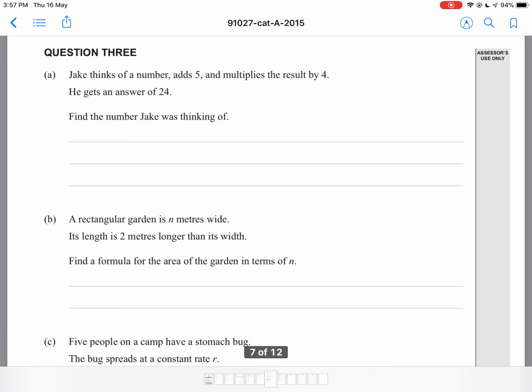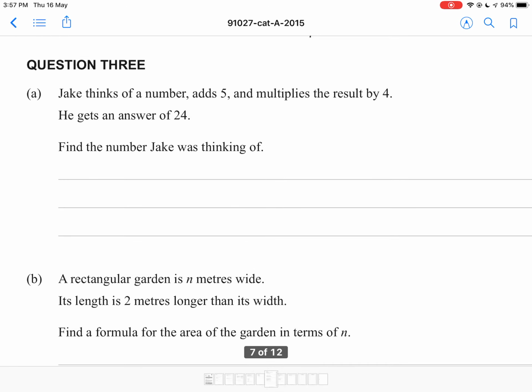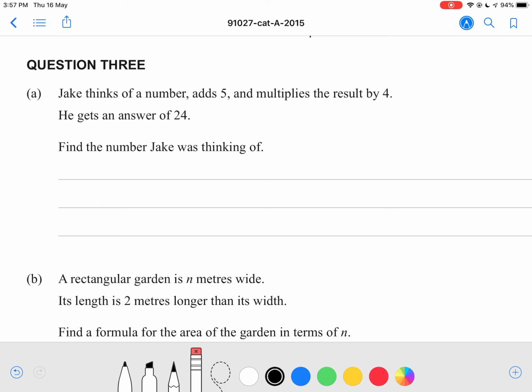We'll just get straight into it. Jake thinks of a number, adds 5, and multiplies the result by 4. He gets an answer of 24. Find the number Jake was thinking of. Okay, so we approach this question. We're just going to substitute the number Jake was thinking of. We'll just say it's x. We'll say the number was x.